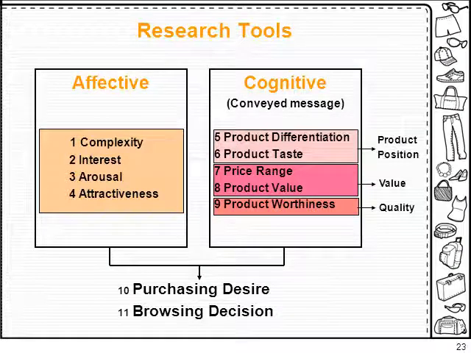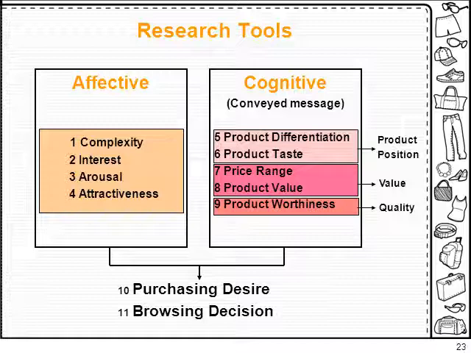As I explained earlier, this study focused on the two major subjective factors in the consumer's mind, affective and cognitive. For affective, the focus can be operationalized into questions concerning complexity, interest, arousal, and attractiveness. There are 5 cognitive factors also: product differentiation, product test, price range, product value, and product worthiness.